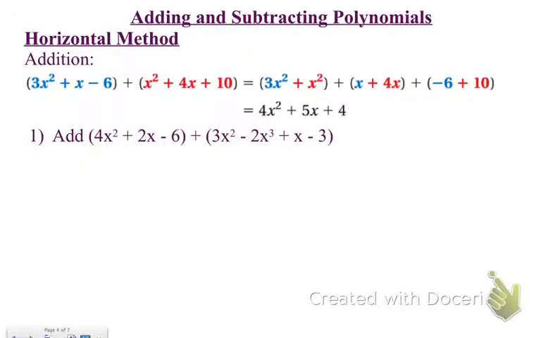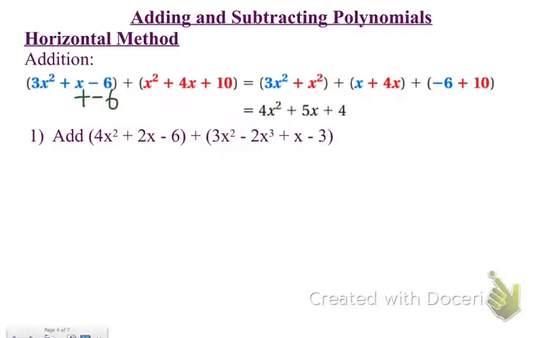Okay, so in adding and subtracting polynomials, there's two methods we can use. There's the horizontal method and then the vertical method. So let's look at horizontal method first. If we are adding the polynomial 3x squared plus x minus 6 plus the polynomial x squared plus 4x plus 10, what we have to do is get all the like terms together. So one way to think about it is that since addition is commutative, we can just rearrange everything and get it together. So one thing you need to remember is if it says minus 6, we can think about that as adding a negative 6.